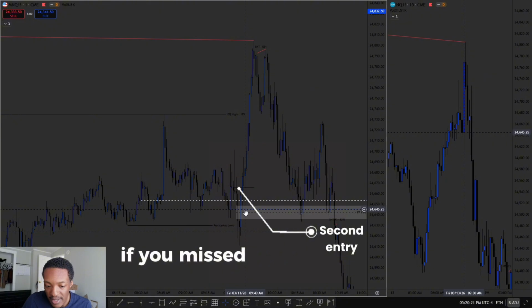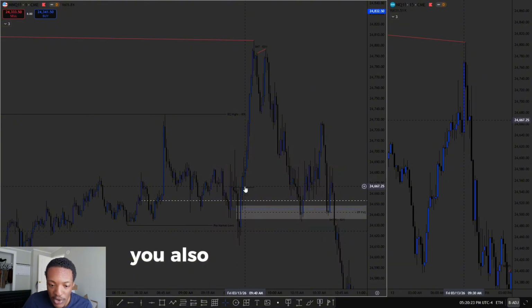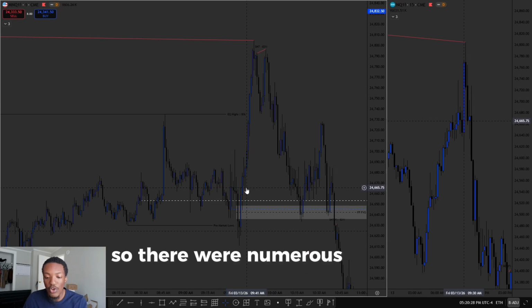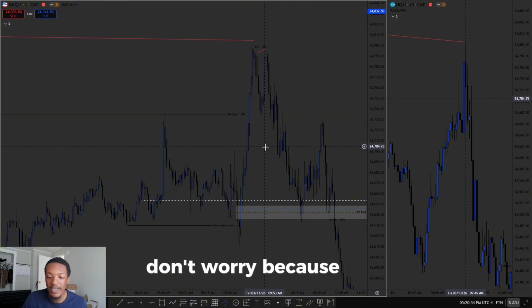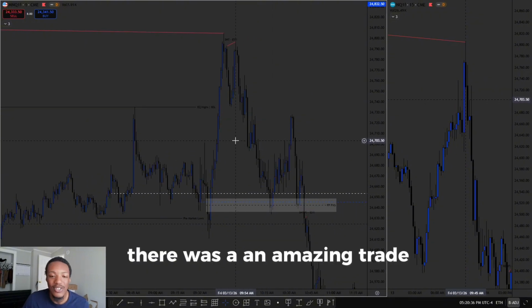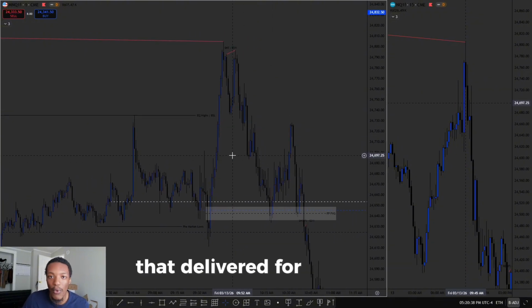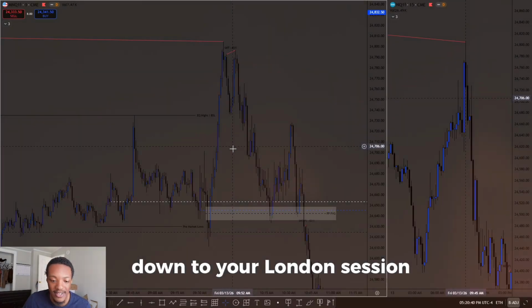If you missed your first presented inversion, you also could have taken an entry off this little teeny tiny BC here as well. So there were numerous chances to catch an entry up to these perfect equal highs here. But if you missed out on that, don't worry, because there was an amazing trade that I took today that delivered for 250 points down to your London session sell side liquidity.